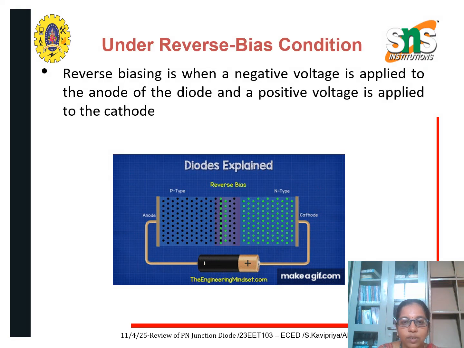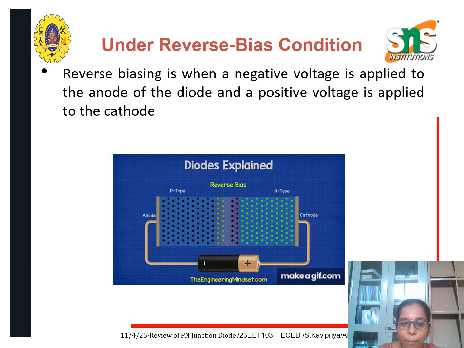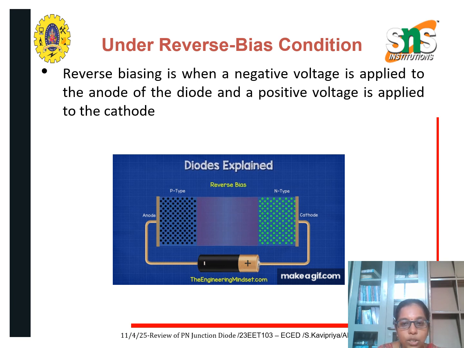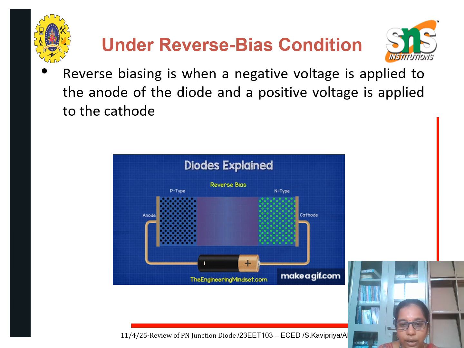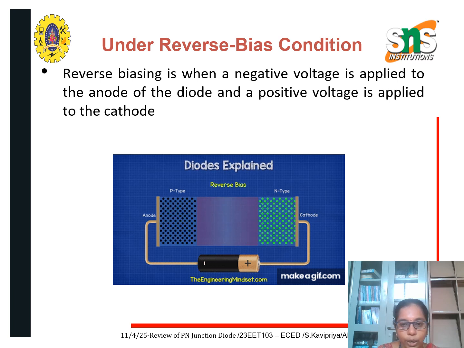And next is the reverse bias condition. Under reverse bias condition, the negative of the battery will be connected to the P-type and the positive of the battery will be connected to the N-type. It's an opposite connection. Negative will be connected to P and the positive will be connected to N.